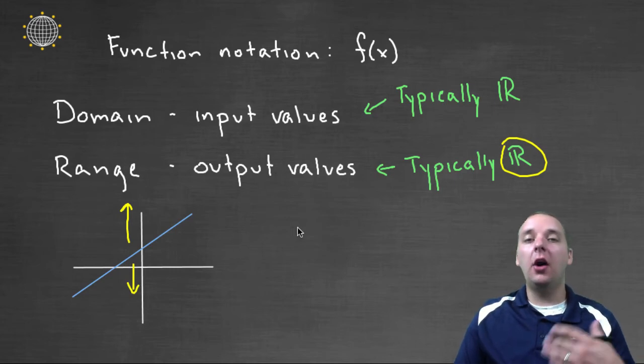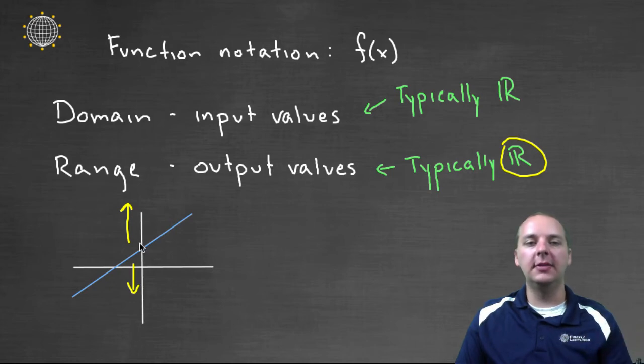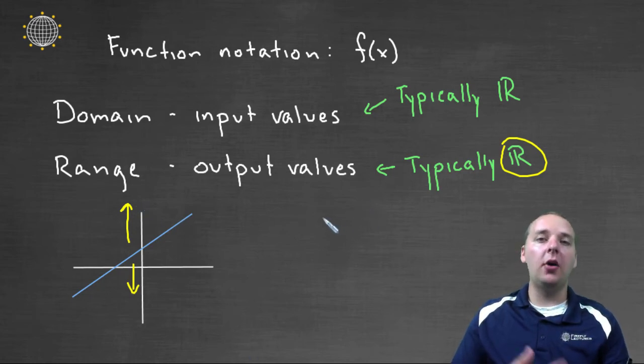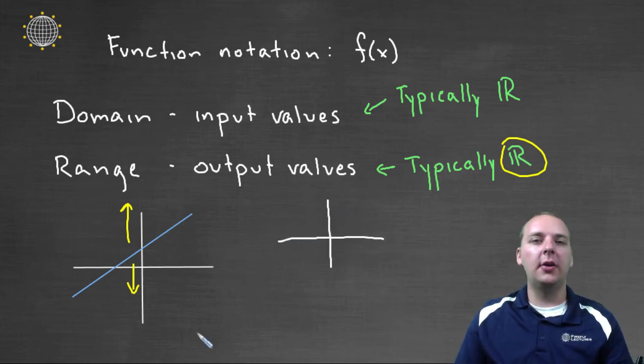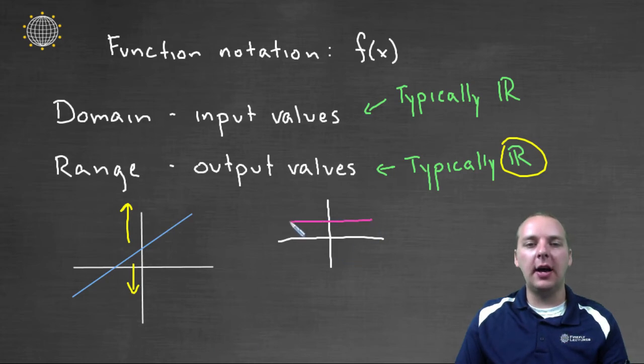Now, why don't I say 100% of the time? Why do I say typically then, if this is the case? Well, let's start with the range. There is an example where the range may not always be all real numbers. Think about horizontal lines. Now, I know those are pretty rare. We don't see these a lot, but just think about a horizontal line.